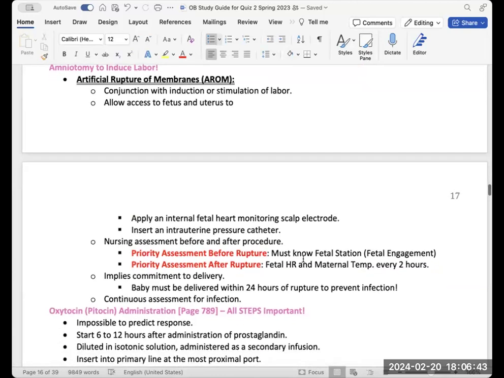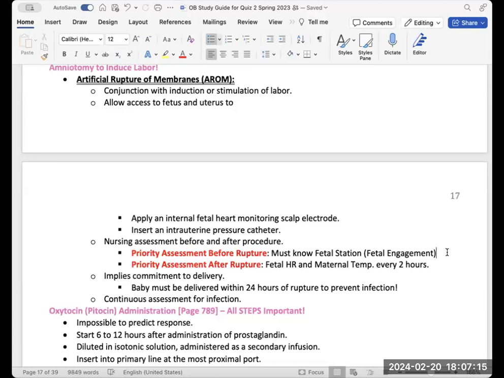So what we need to do is monitor the fetal station before the rupture. Before the artificial rupture occurs, we need to know their fetal station. We need to know if they're at fetal engagement, okay? We just need to know that because we need to know where that baby is in terms of coming down the pelvis, right? To know, okay, if we rupture, this baby's going to be coming down, okay? It's not going to be staying up. It's not going to be floating.